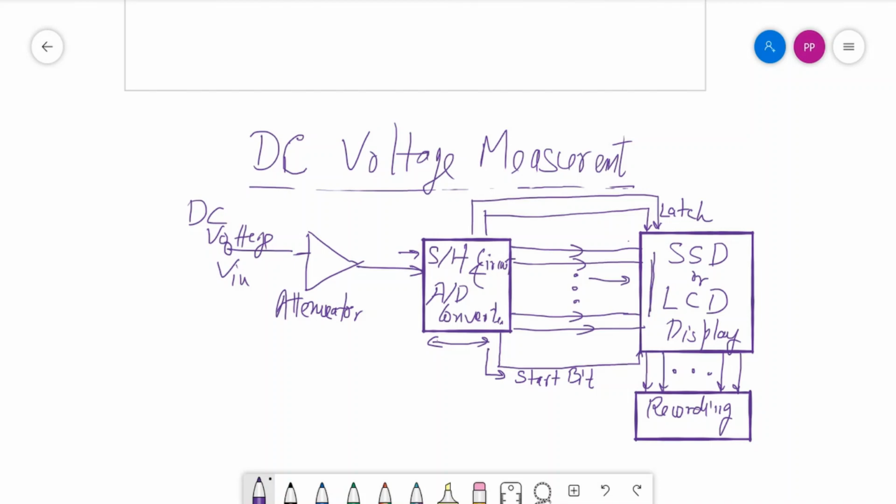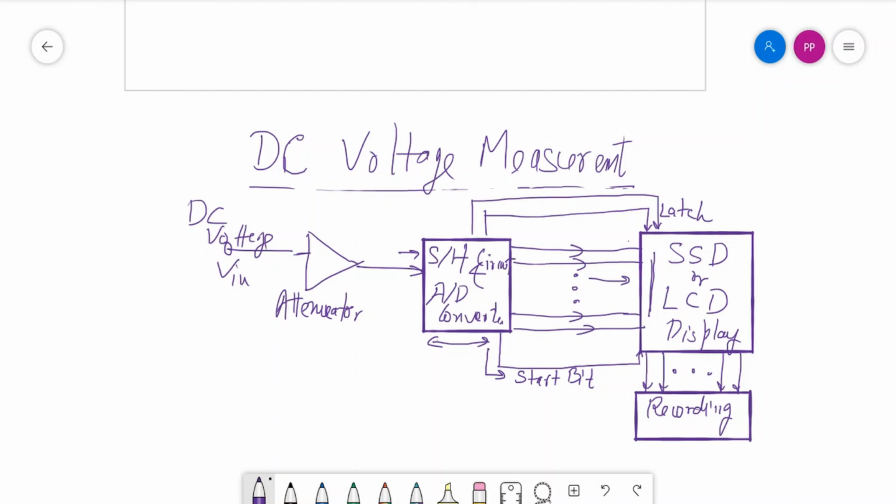Now you have to latch the display, because once the display comes, it should be visible for some time, either for observation by eyes or for storing or for recording purpose. So this signal has to be latched for a period of time until the next result of the A to D converter comes.